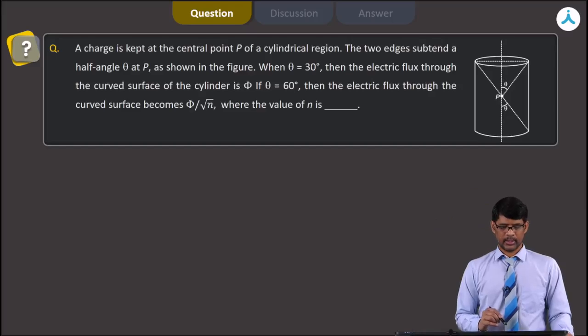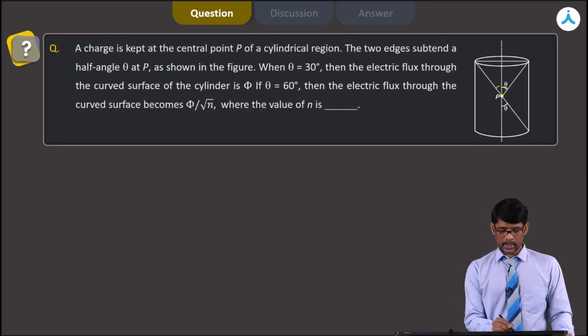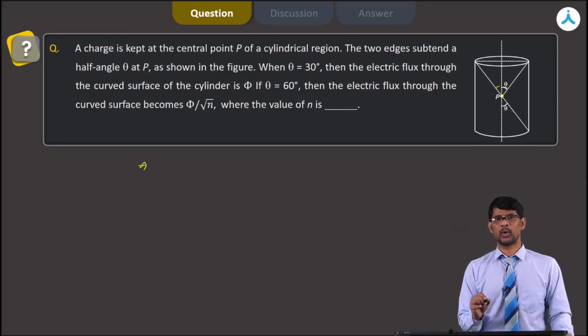Here in this question, a charge is kept at the central point P of a cylindrical region. This is the position where the charge is being placed. The two edges subtend a half angle of theta at P as shown in the figure. This is the half angle here. When theta is 30 degrees, then the electric flux through the curved surface of the cylinder is phi. Well, we can write down here that phi will be the flux.